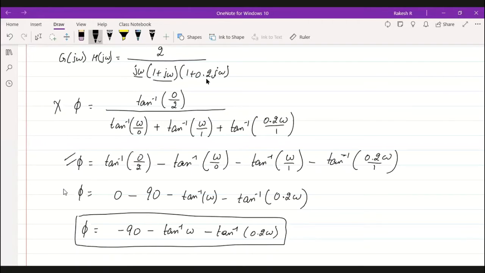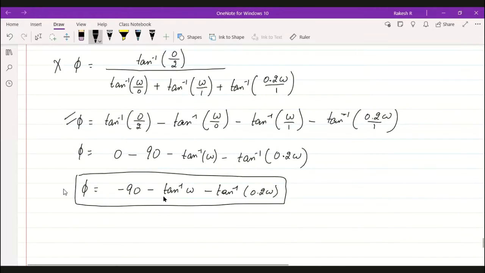Right. And then at the last we have 1 plus 0.2 J omega, tan inverse of 0.2 omega, the imaginary part, divided by 1. Whatever there is in the denominator will be negative, and whatever is in the numerator will be positive, and we obtain the phase angle plot. At the end, what I have got is the phase angle: minus 90 minus tan inverse of omega minus tan inverse of 0.2 omega. Right, this is what we have got.